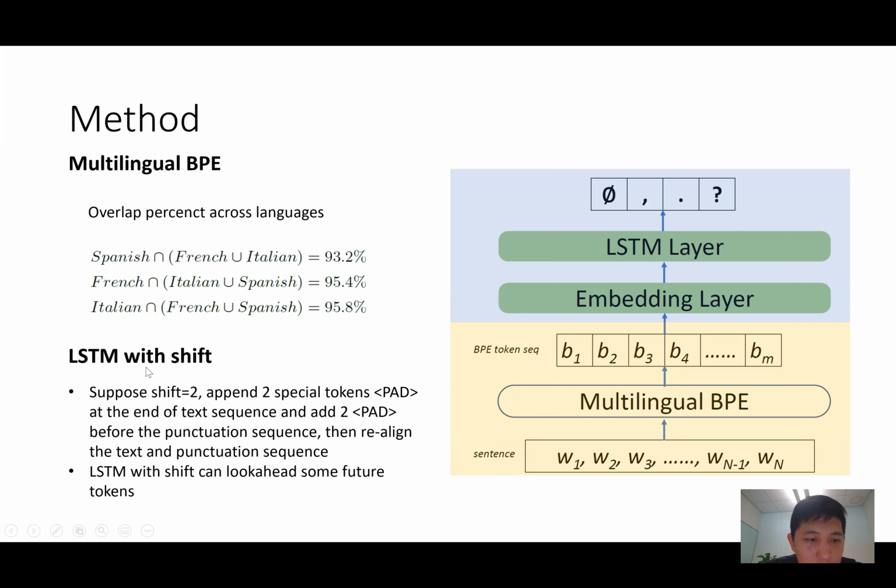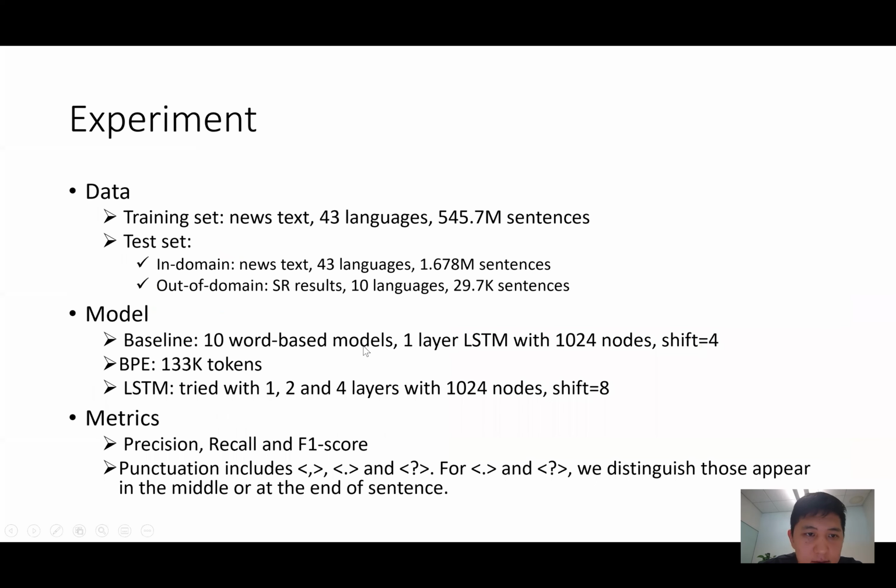We train the LSTM with shift. Suppose shift is 2. We append two special paired tokens at the end of the text sequence and add two paired tokens before the punctuation sequence. Then we realign the text and punctuation sequence. LSTM with shift can look ahead at some future tokens, which can reduce the gap between unidirectional LSTM and bidirectional LSTM.